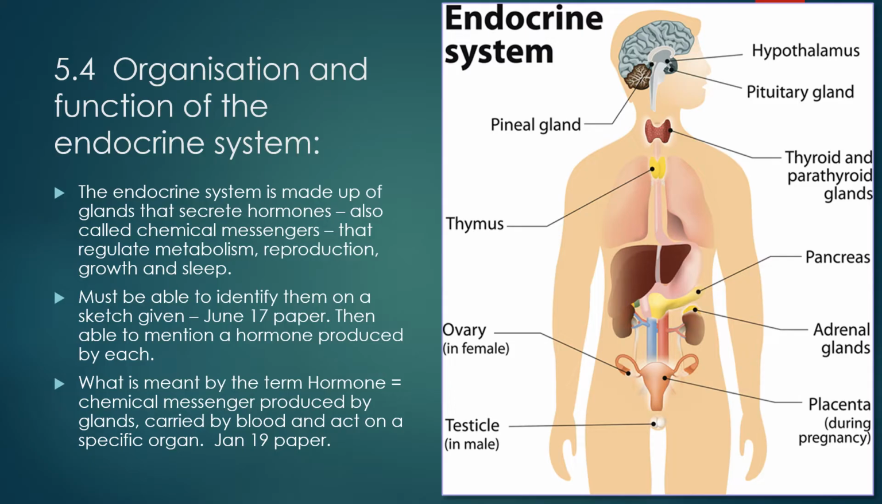So you may find hormones, also called chemical messengers, that regulate things such as metabolism, reproduction, growth and sleep. You must be able to identify them on a sketch. What is meant by the term hormone? Well, again, I've just said that it's a chemical messenger. That's really important you remember that key point.